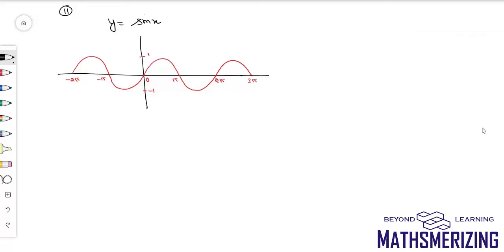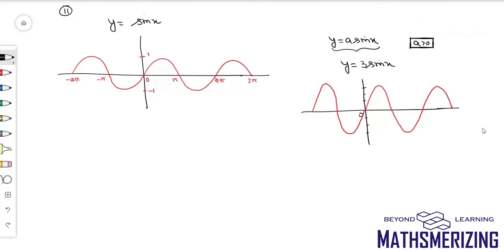Now suppose I have to draw the graph of y equals a sine x, and a is greater than 0. All I need to do is change the amplitude with this factor a. So say for example, suppose I have to draw the graph of y equals 3 sine x. For 3 sine x, I'll just change the amplitude from minus 1 to plus 1, to minus 3 to plus 3. So if I know the graph of sine x, I can draw the graph of a sine x.